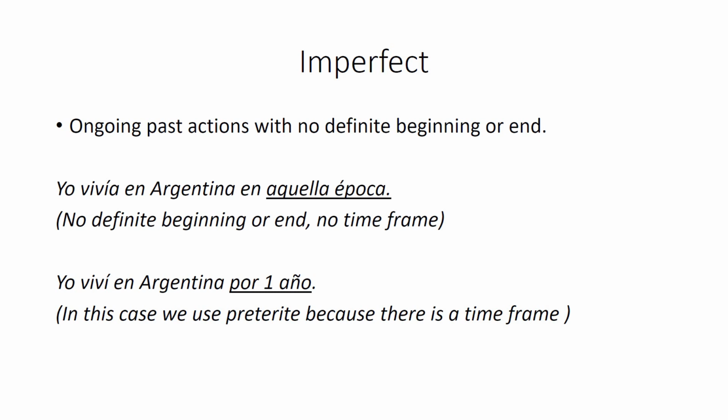Now take a look at the next sentence. It's totally different. Yo viví en Argentina por un año. I lived in Argentina for 1 year. In this case, we use the preterite tense. Why? Because I have a time frame. 1 year. The last sentence, aquella época, does not give me any time frame. But in sentence number 2, I have a time frame, 1 year. So that's when I use the preterite.